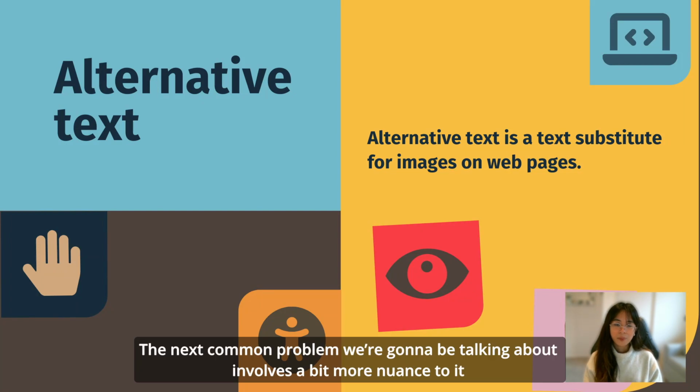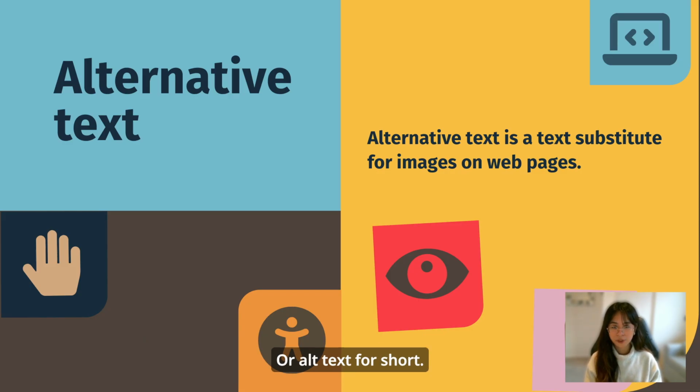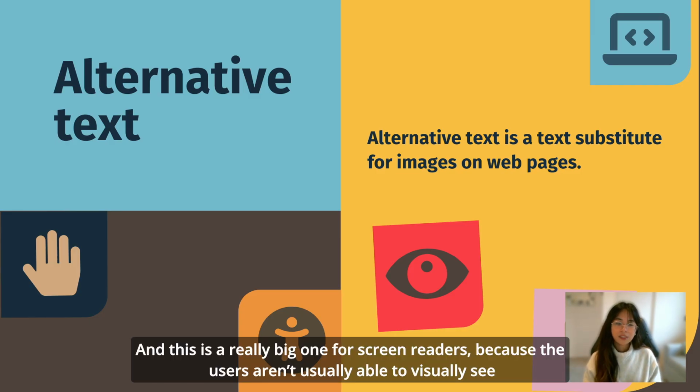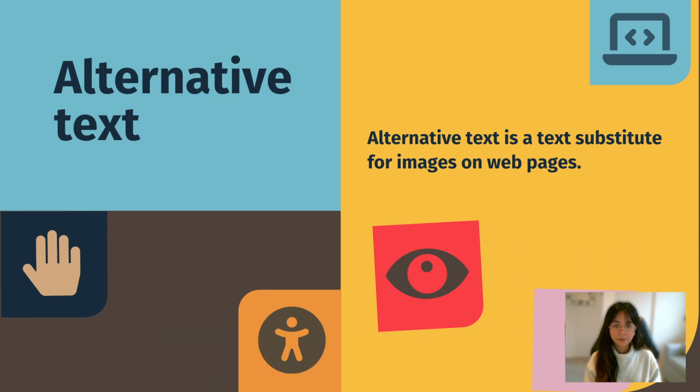The next common problem we're going to be talking about involves a bit more nuance to it, but it's a super important one, and it's about alternative text, or alt text for short. So alt text is basically a text substitute for an image when the image can't be displayed. And this is a really big one for screen readers because the users aren't usually able to visually see the images on the screen. So they rely on alt text to understand what the image should be.